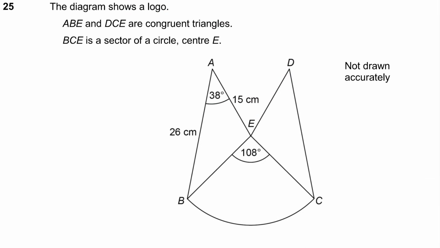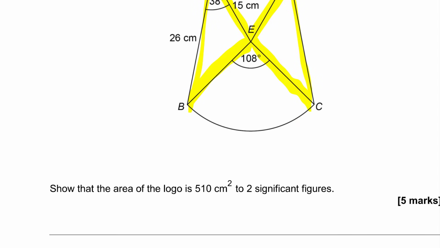The diagram shows a logo. We're told that ABE, this one, is congruent to DCE. So these two triangles are the same area. Okay, and we're told that BCE is a sector of a circle. Okay, so what do we need to do? Show that the area of the logo is 510 centimeters squared to two significant figures.